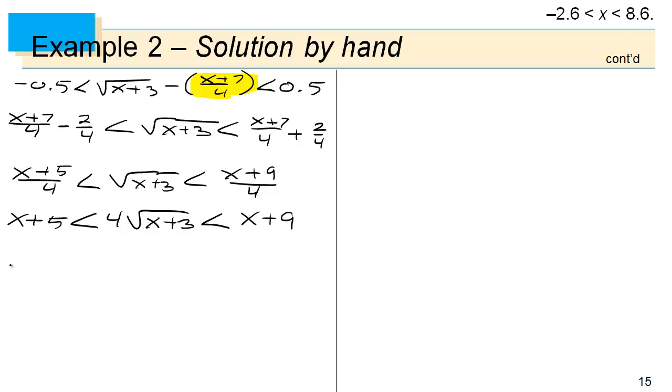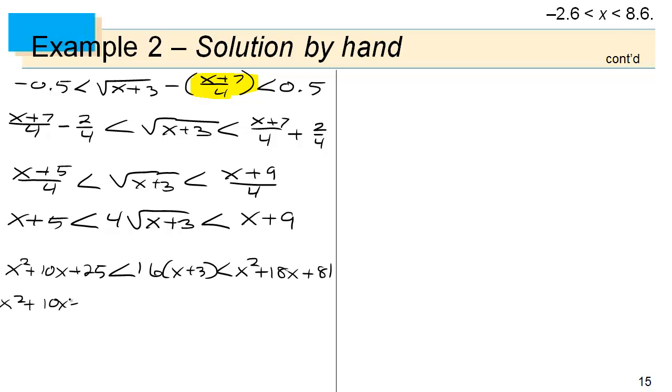When you square the left-hand side, you get x squared plus 10x plus 25 less than 16 times x plus 3, right? Because remember, when you square it, you've got to square both pieces. And then over here, x squared plus 18x plus 81, right? FOIL that out if you don't have the pattern memorized. Now, the middle: x squared plus 10x plus 25 less than 16x plus 48 less than x squared plus 18x plus 81.